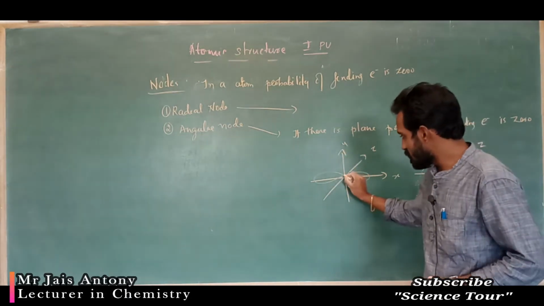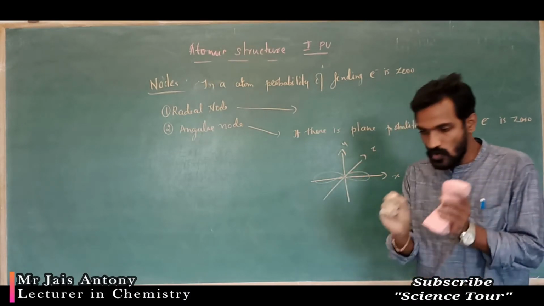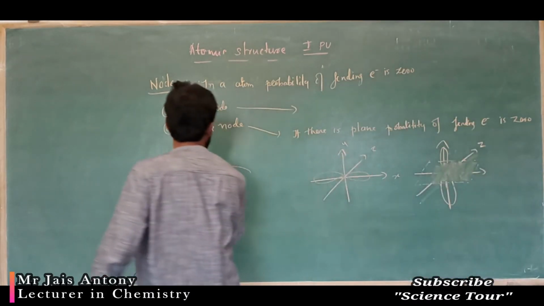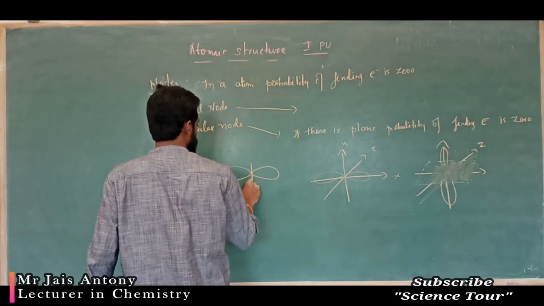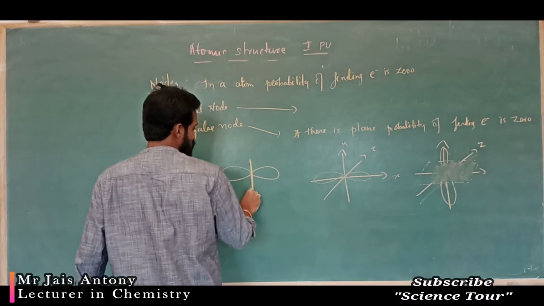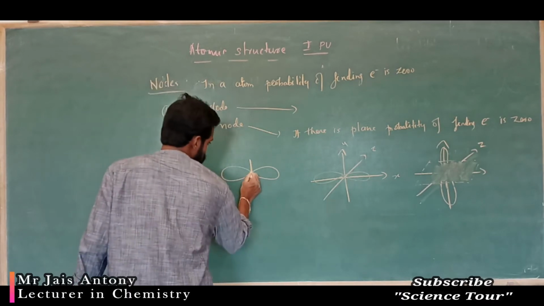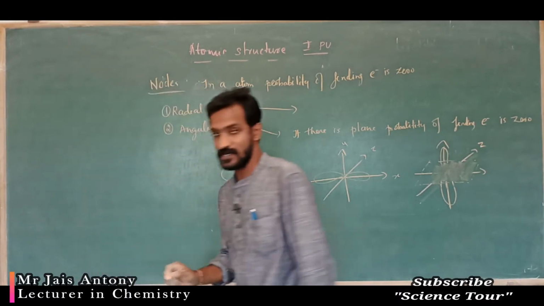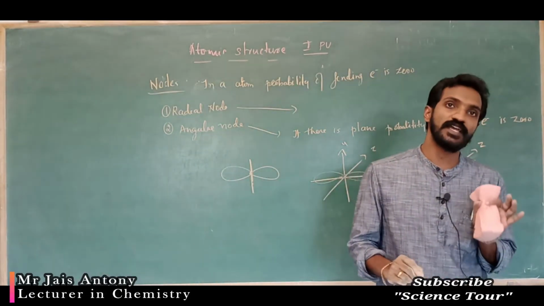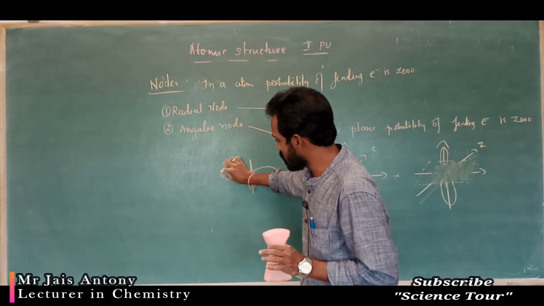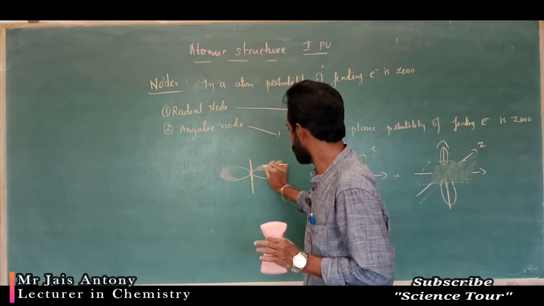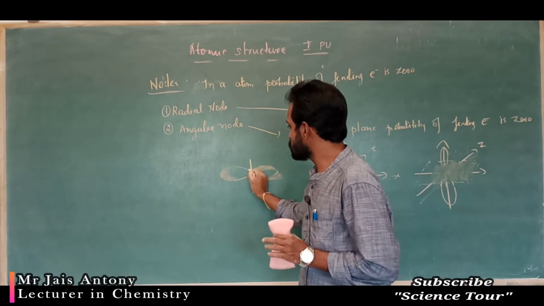In this plane, two lobes are joining, first lobe and second lobe, that means two lobes in a single orbital. In this plane, at this point, the probability of finding an electron is 0. Electron density is more towards this lobe side, like this, like this. How does the electron rotate?